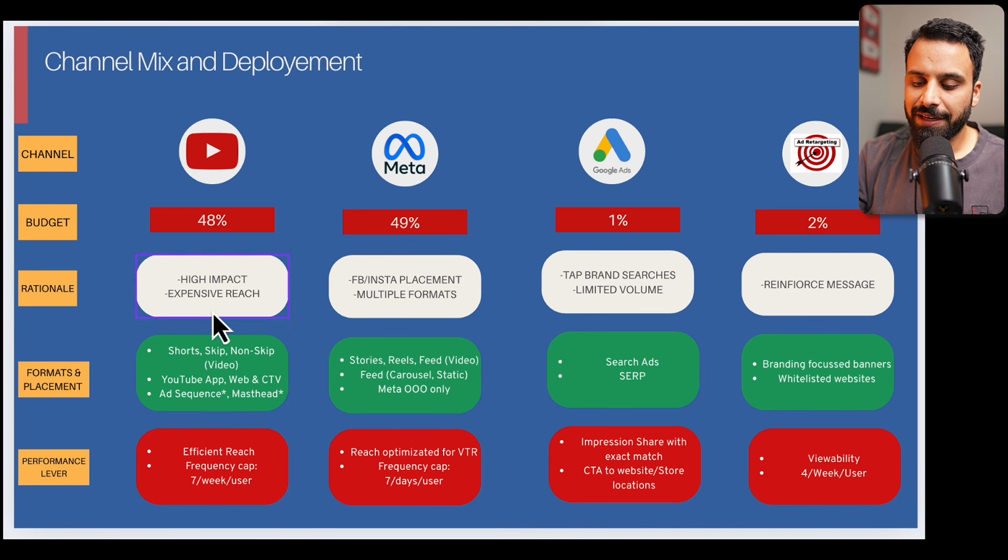And then performance lever here, we'll be looking at efficient reach. Frequency cap will be using 7 per week per user. And Meta, same thing, will be focusing on reach optimized for VTR. And frequency cap is 7 per week. And then Google will be allocating just 1% budget because you need to be present on your brand keywords. So we'll be using 1% of the budget just on brand keywords, so that if somebody sees our ad, they go to Google search for us, we should be present there.